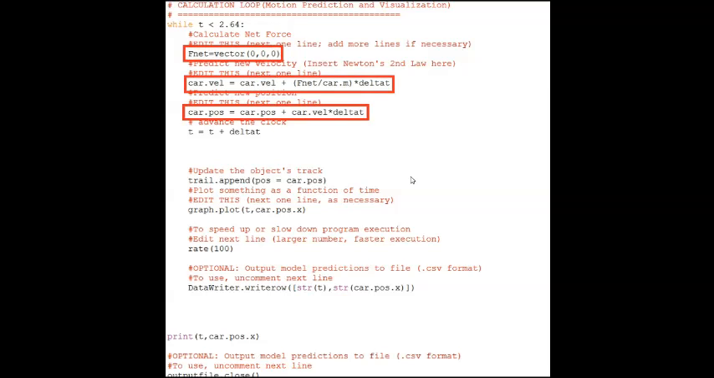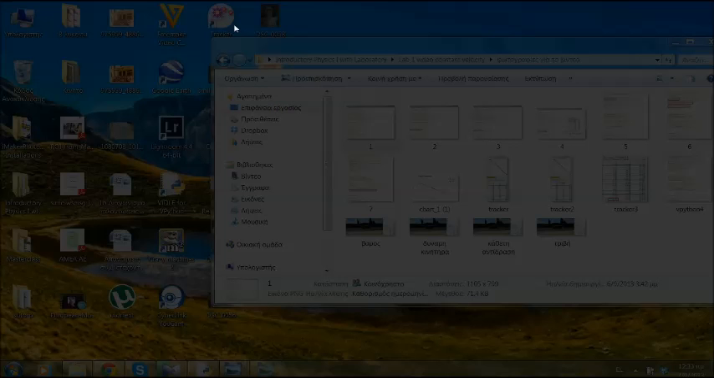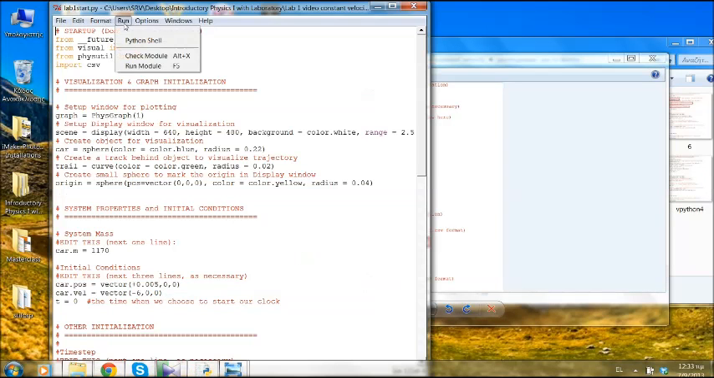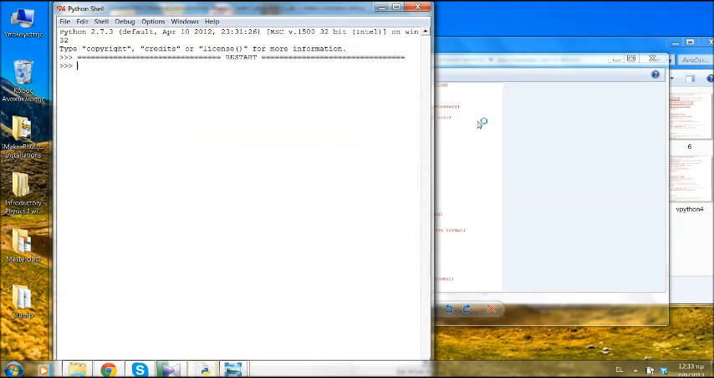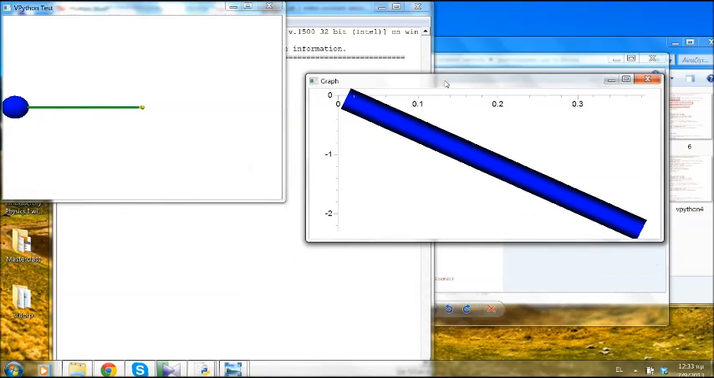Also, I wrote equations of Newton's second law for the velocity and the prediction of the position of the car. Not to forget, the while loop terminates when time reaches 2.64. Let's run the program now and see what happens, of course. This seems very good.